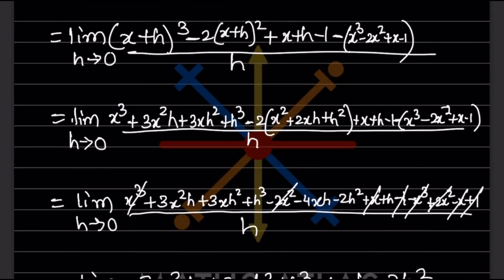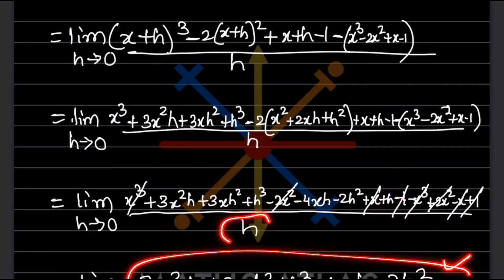Now what are you going to do? First let us see if anything cancels out. So what happens here? Here plus x cube and minus x cube get cancelled, minus 2x square and plus 2x square get cancelled, plus x and minus x get cancelled, minus 1 and plus 1 get cancelled. So what remains here is this, whatever remains, that we are going to write. And also there is h. Don't forget this one. It is very tiny, but this is h over here divided by h here.